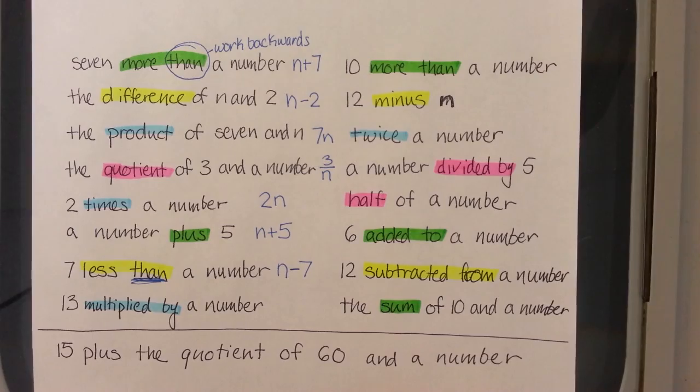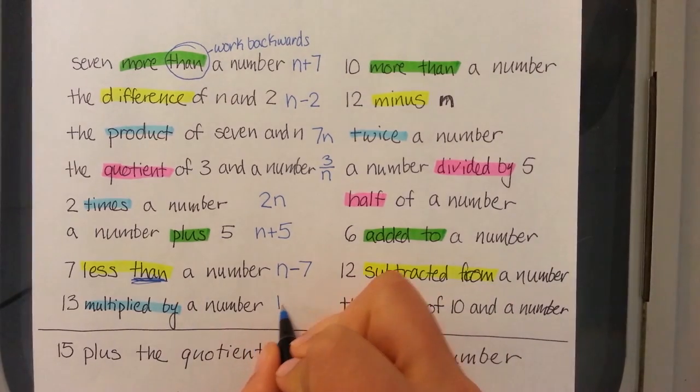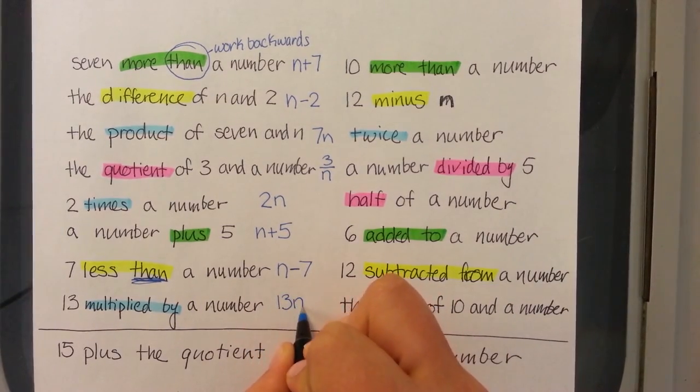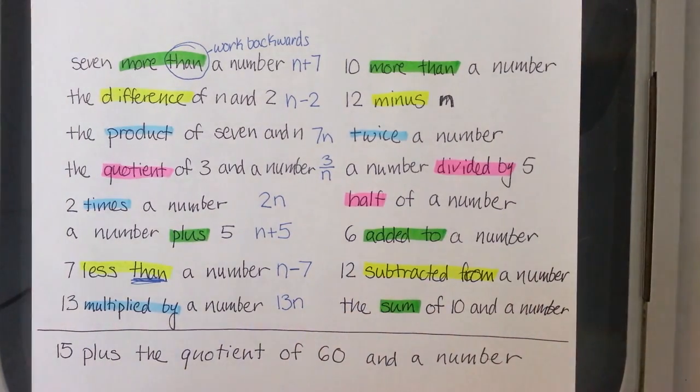All right, 13 multiplied by a number. So this is 13. If I'm multiplying by a number that I don't know, I'll just put the letter N after it. Remember, those mean multiply.